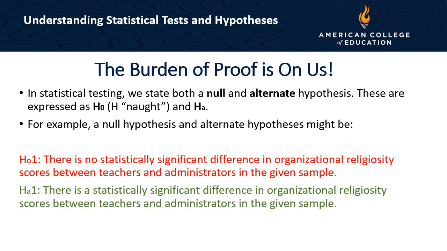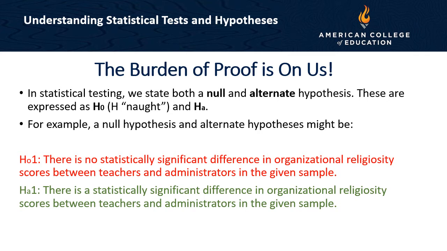the research process. So in statistical testing, we state both a null and alternate hypothesis, and these are expressed as H0 and HA subscripted. So for example, based on some of my own research where I've used the Doctoral instrument to measure religiosity, we could state a null and alternate hypothesis like this. The null hypothesis would be there is no statistically significant difference in organizational religiosity scores between teachers and administrators in the given sample. The alternate hypothesis would be there is a statistically significant difference in organizational religiosity scores between teachers and administrators in the given sample.